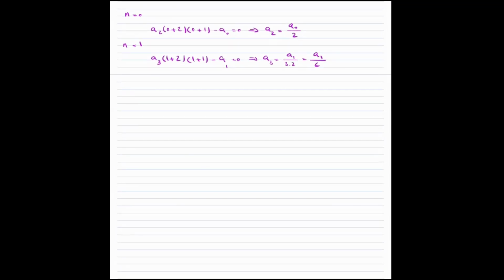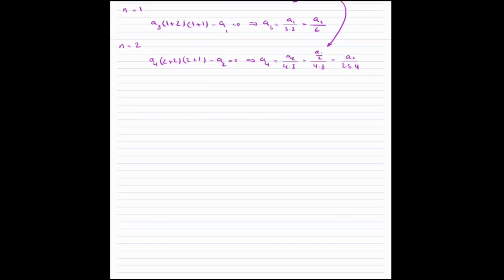So the next point is going to be n equal to 2. So a4 multiplied by (2+2)(2+1) minus a2 equal to 0. a4 is equal to a2 over 4 by 3. So our a2, if we substitute back the first one, is a0 over 2, over 4 by 3. So we have a4 equal to a0 over 2 by 3 by 4.